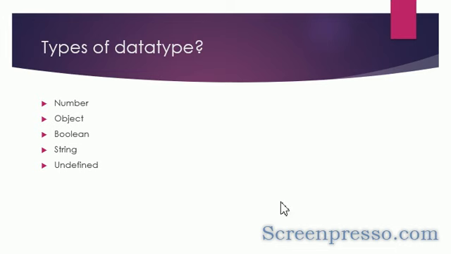Next, types of data types. In JavaScript we have multiple data types. For example, number, object, boolean, string, undefined, and so on. These are the main types we are going to explain. Here undefined is a special case. I will explain why it is a special case.